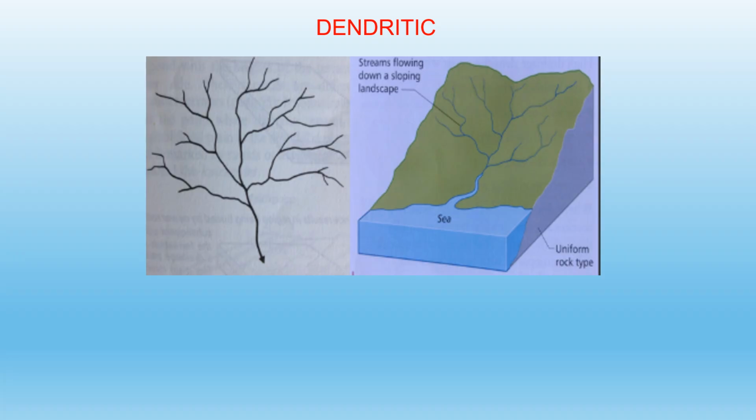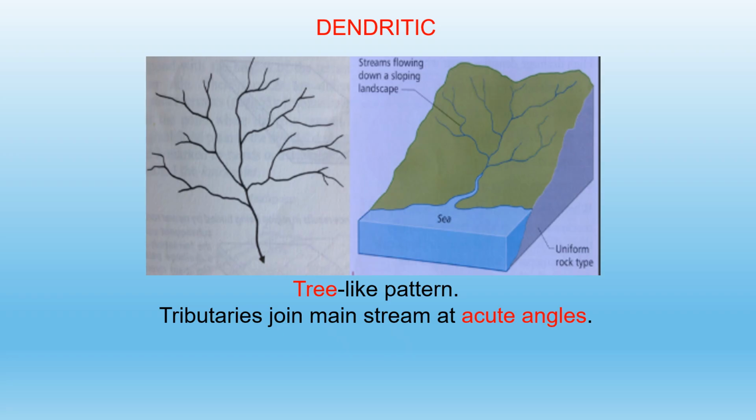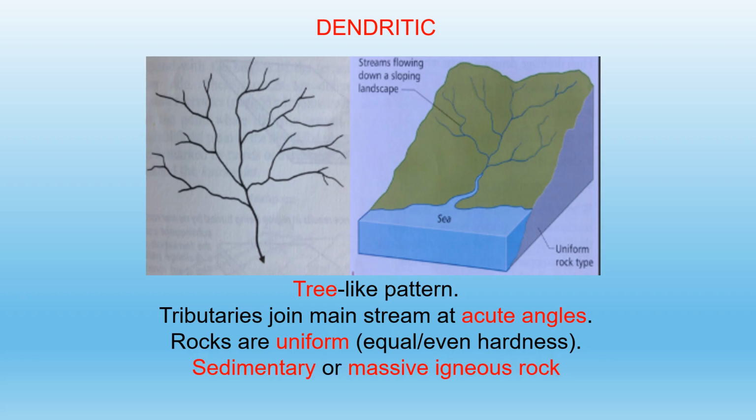The dendritic pattern takes on a tree-like appearance. The tributaries join the main stream at acute angles. The dendritic pattern develops over rocks of uniform hardness, or equal or even hardness. Typically, the dendritic pattern develops over sedimentary or massive igneous rock.